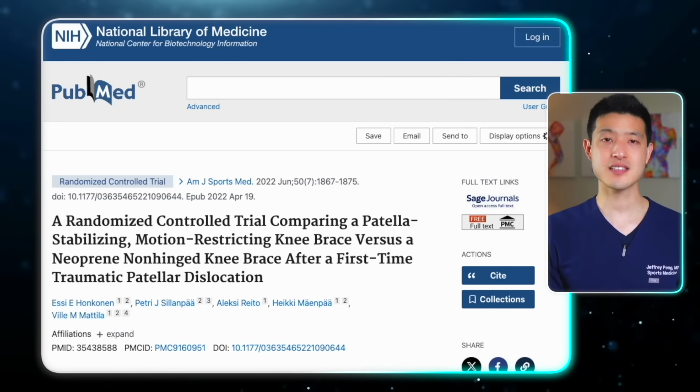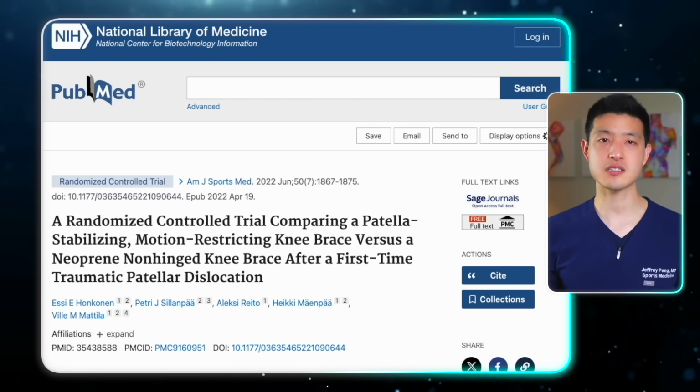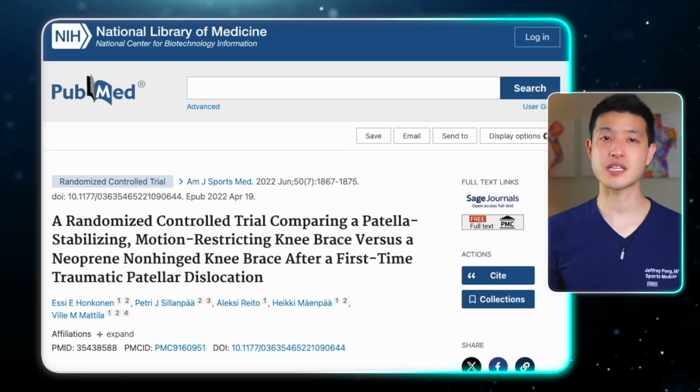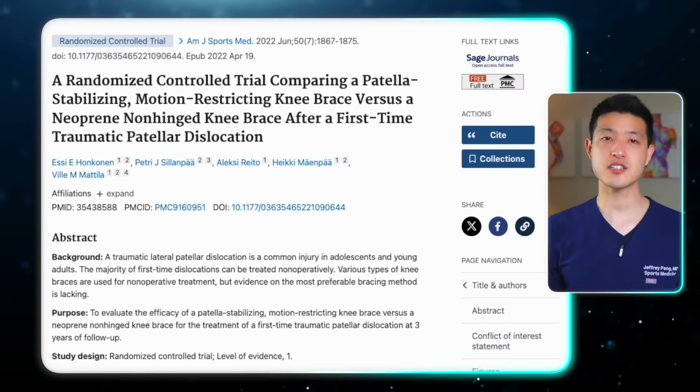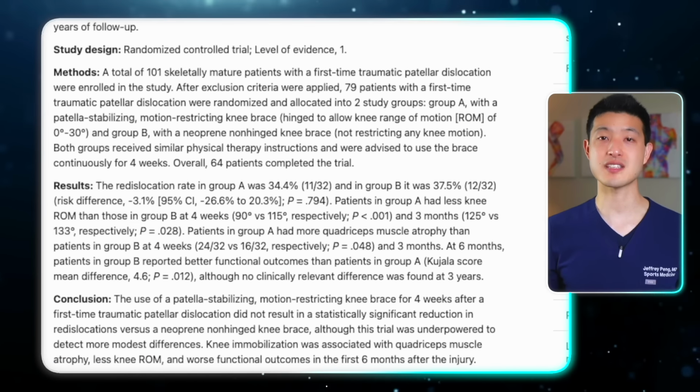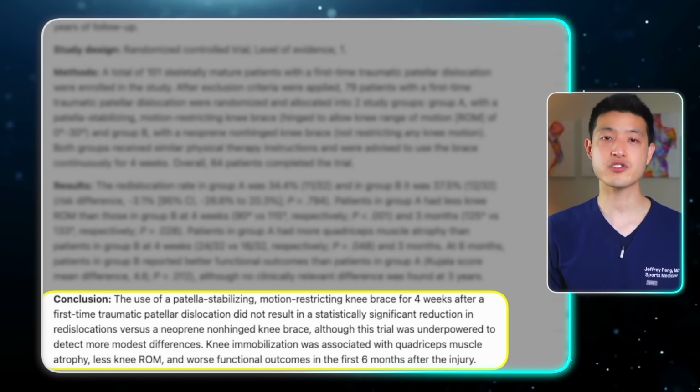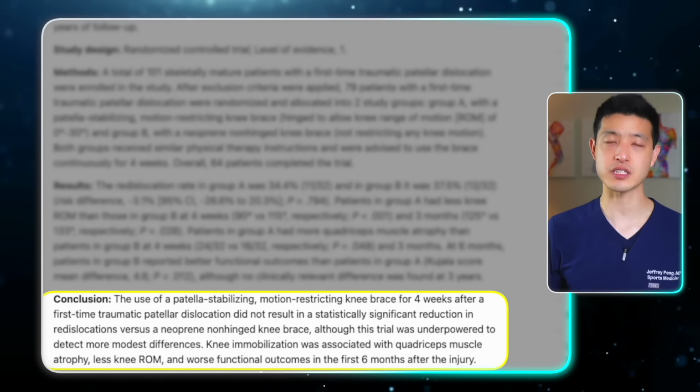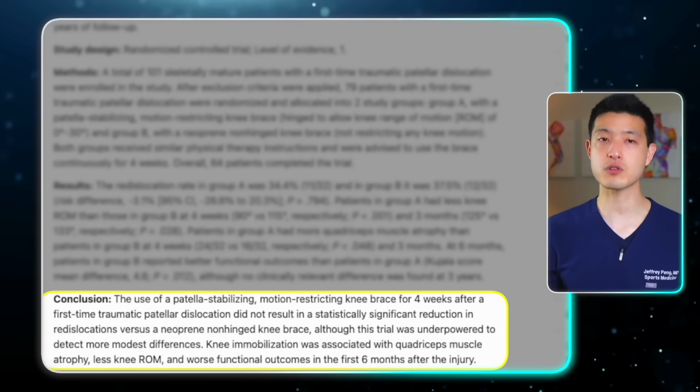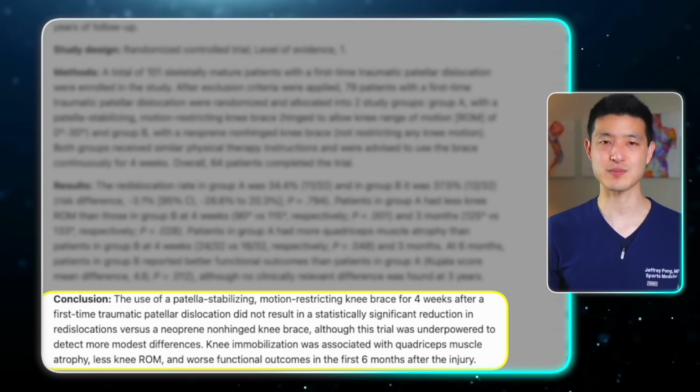Interestingly, some studies suggest a neoprene knee sleeve may be just as good for instability issues. For instance, this study compared a neoprene knee sleeve to a hinged knee brace for patellar dislocations. The findings showed no significant differences in dislocations, but the more restrictive hinged knee brace led to more quadriceps muscle atrophy, less range of motion, and worse functional outcomes at 6 months.